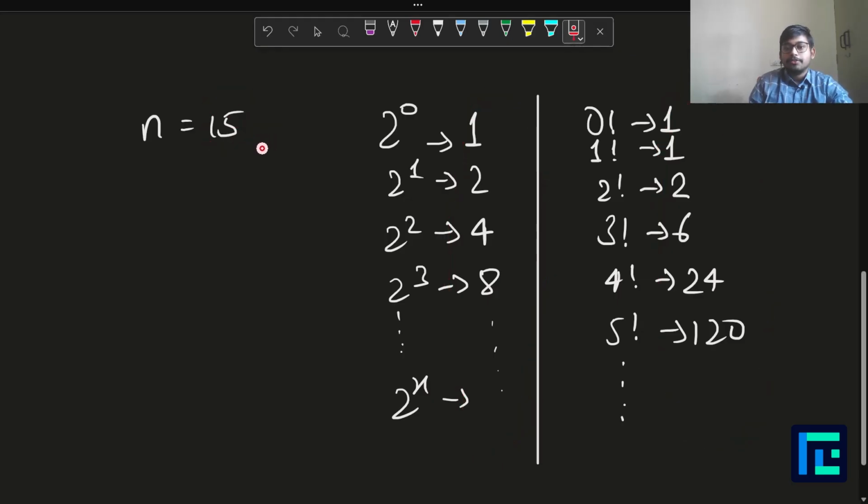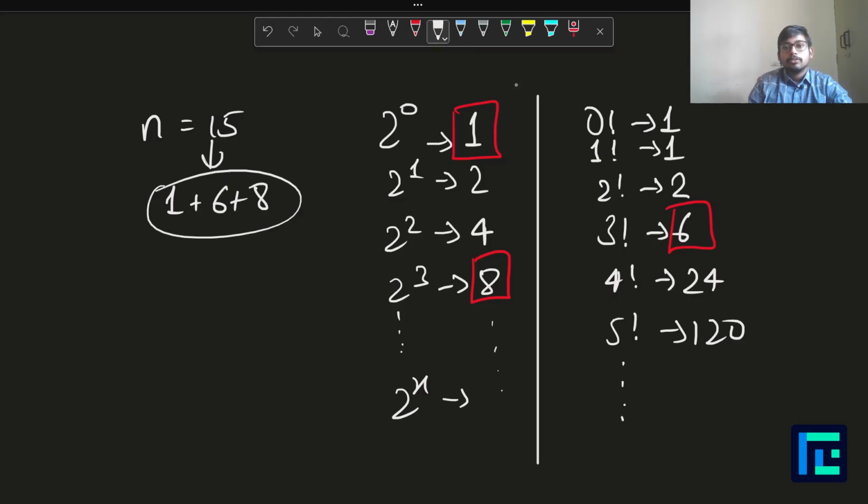For 15, one possible way is to use a 6, let's suppose, then 9 is remaining, and along with that we can use an 8 and a 1. So 9 plus 6 is 15. 15 can be formed using 1 plus 6 plus 8. In this way we are using 3 distinct numbers.